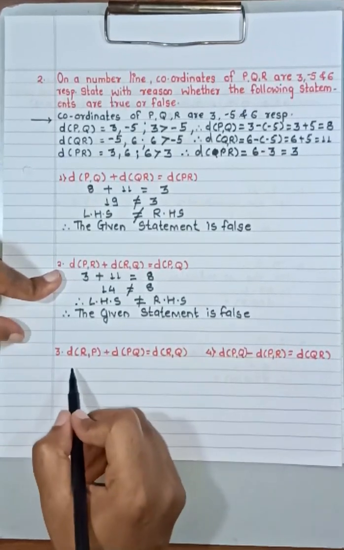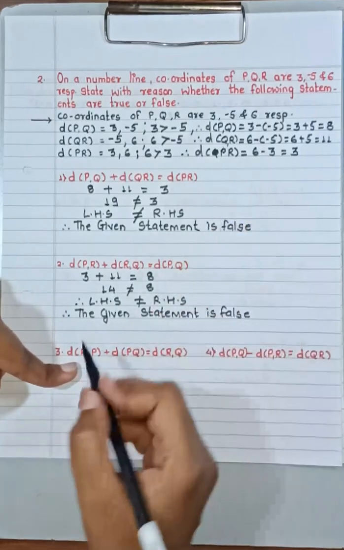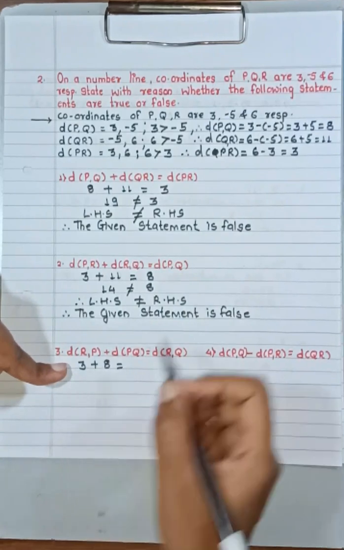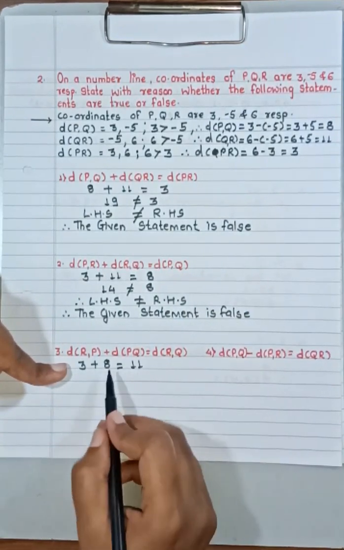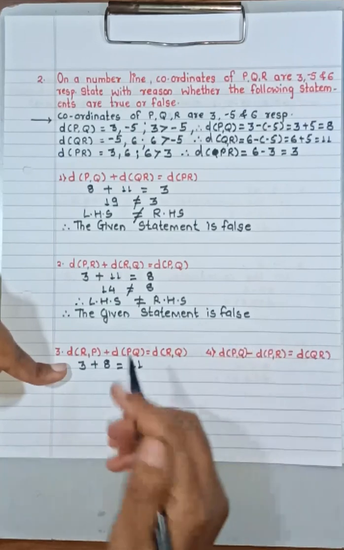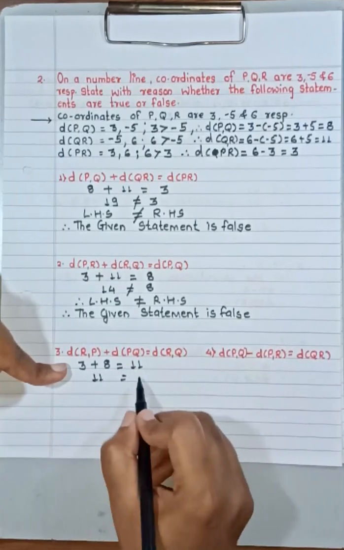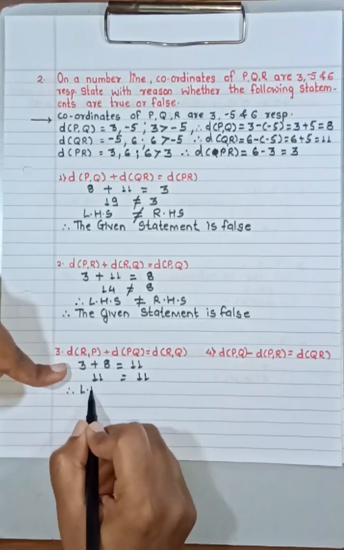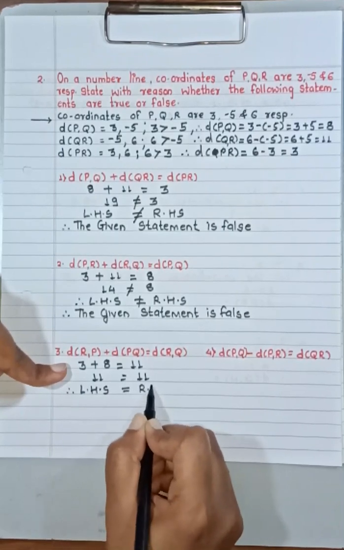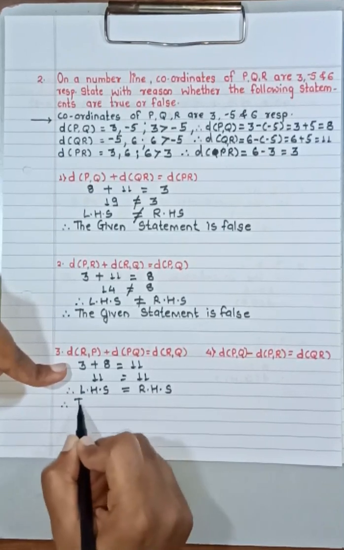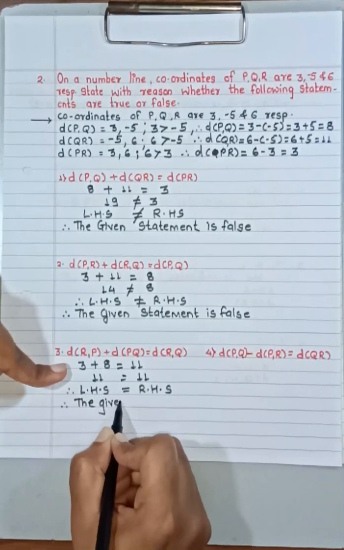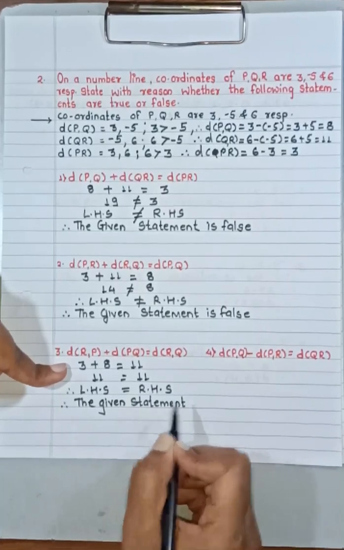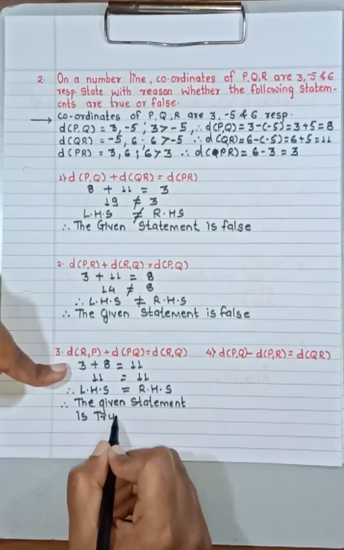Okay, now third one, distance RP. RP means PR, that is 3 plus distance PQ. PQ is 8 is equal to RQ. RQ is 11. Now 8 plus 3, 8, 9, 10, 11. Okay, and the distance RQ is also 11. Therefore both the distances are equal. Therefore you can write here left hand side is equal to right hand side, and therefore the given statement is right. It is true.